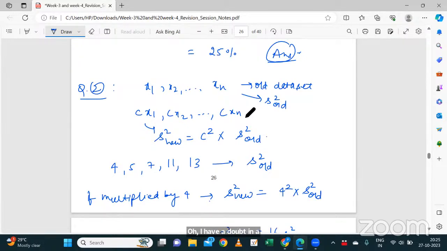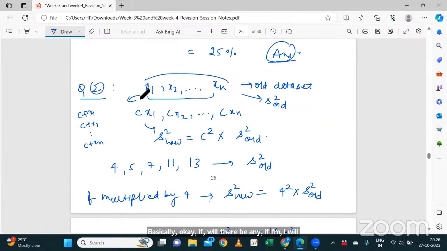Basically, will there be any effect if I add a constant to the observations in the variance? Suppose I have an old data set, and I'm going to add a constant, let's say c plus x1, c plus x2, up to c plus xn. Suppose the variance for this old data set is s square old, correct? So what will the variance for this new data set be, whether it will be affected or not?